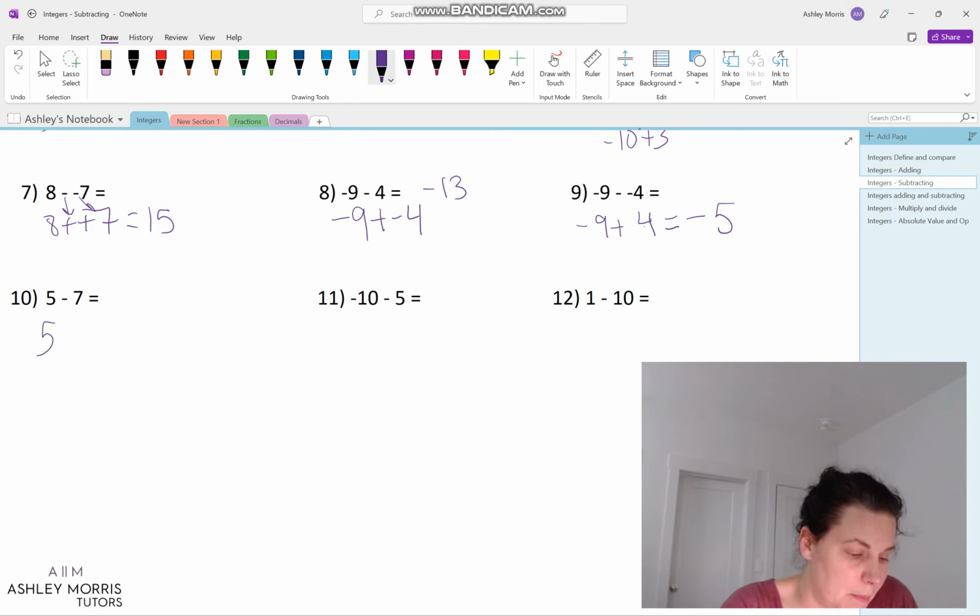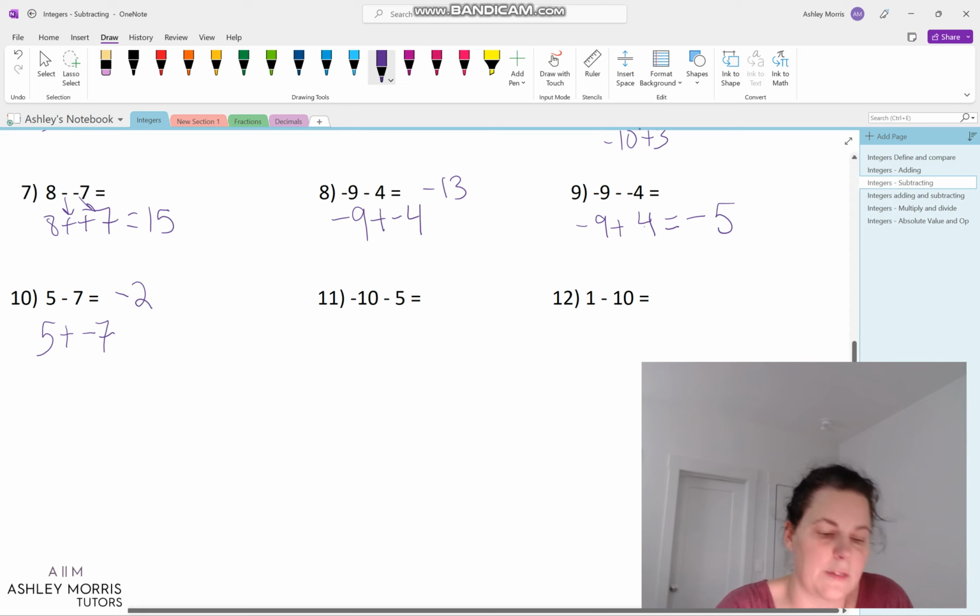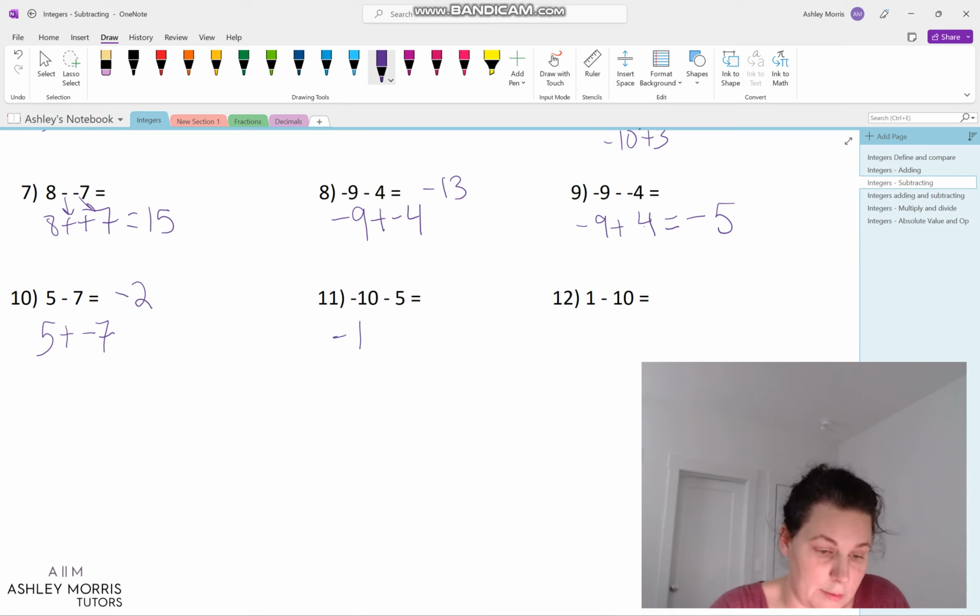5 minus 7 becomes 5 plus negative 7. Keep the first one, change the minus to plus, and then do the opposite of the last number. So 5 plus negative 7 becomes a 2 because we subtracted. And it's going to be a negative 2 because the 7 is bigger than 5. So we keep the sign of the negative 7. Negative 10 minus 5 becomes plus a negative 5. They have the same sign, so we add and keep the negative.